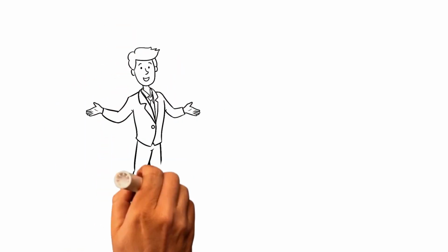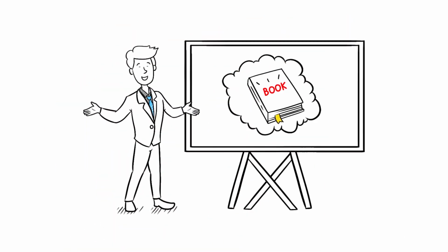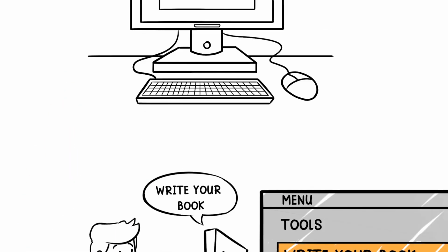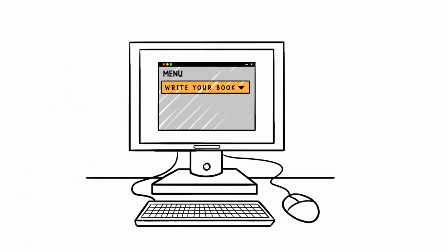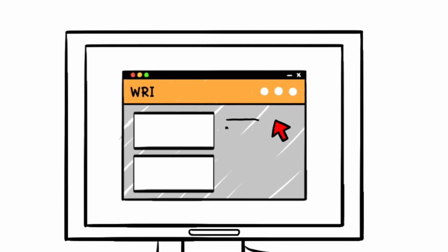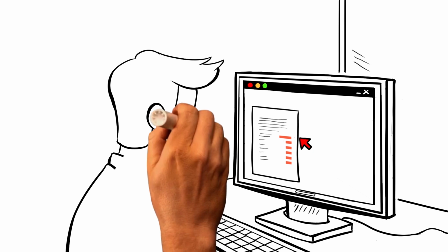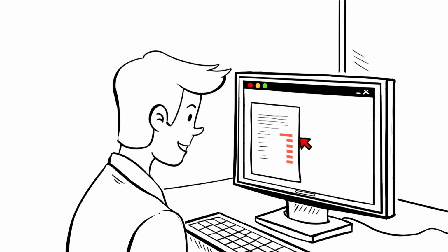Welcome to our tutorial on utilizing our writing tool to bring your book to life. Access the tool by clicking on the Write Your Book tab from the top menu. Once inside, you'll find the main screen where you can compose your entire book. The left side menu offers various options to work on different book elements.